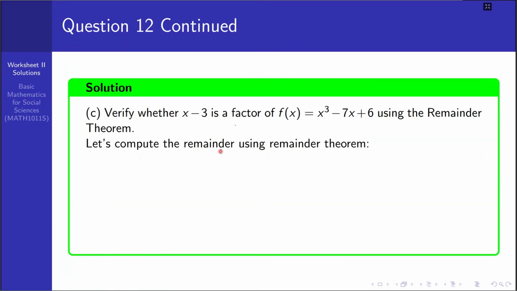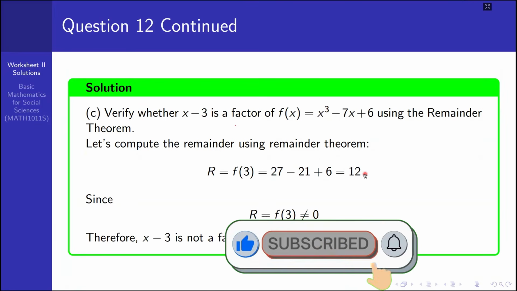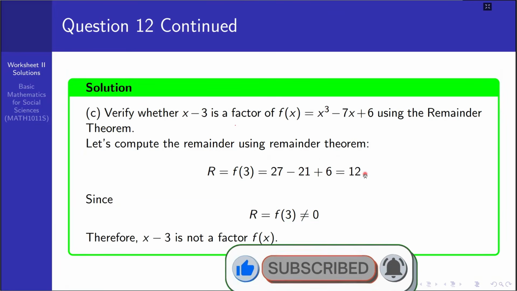Let's compute the remainder using the remainder theorem. We have r is equal to f of 3, which is equal to 27, that is, if you substitute 3 directly in the place of x here, minus 21 plus 6, which is 12. So that is non-zero. Since r is equal to f of 3, which is different from 0, x minus 3 is not a factor of f of x. It is not a factor.